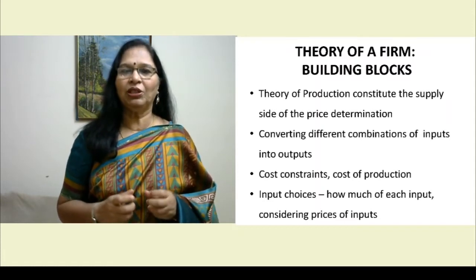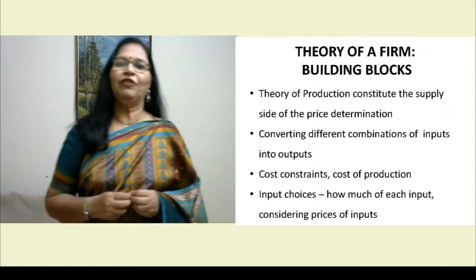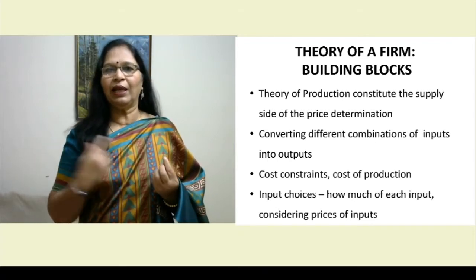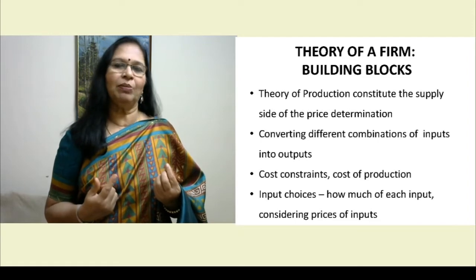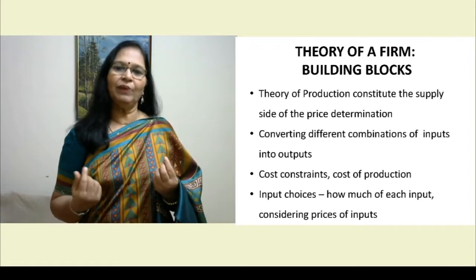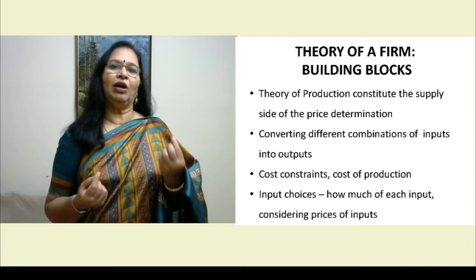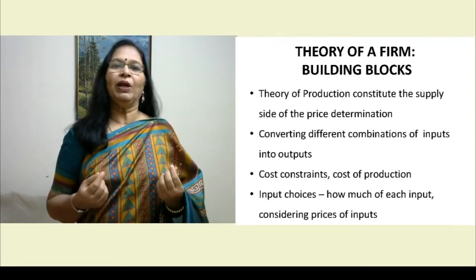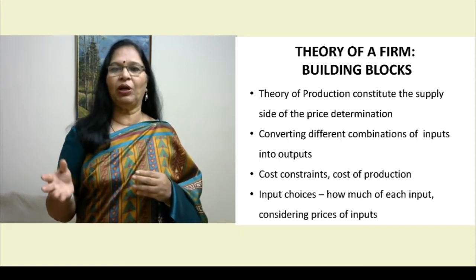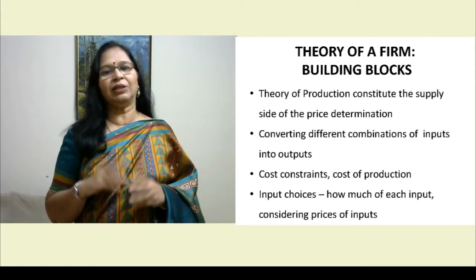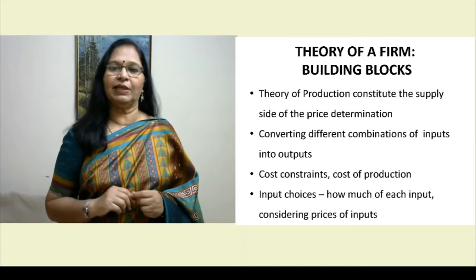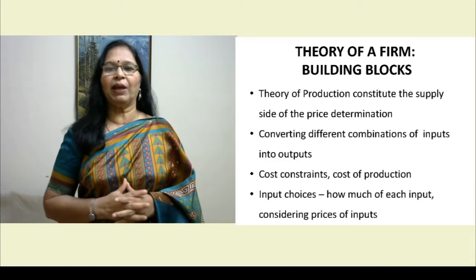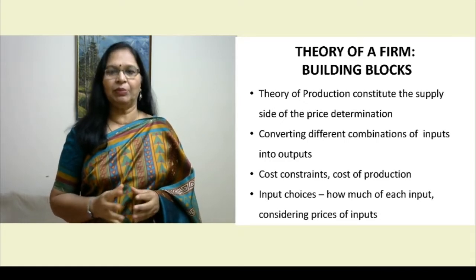Now, when you talk about the theory of the firm, there's a difference between a firm and an industry. A firm is a single unit in an industry. If we are talking about the automobile industry, then any one of those firms, Maruti for example, is a firm. A unit producing that commodity becomes the firm, and the larger industry is the automobile sector.